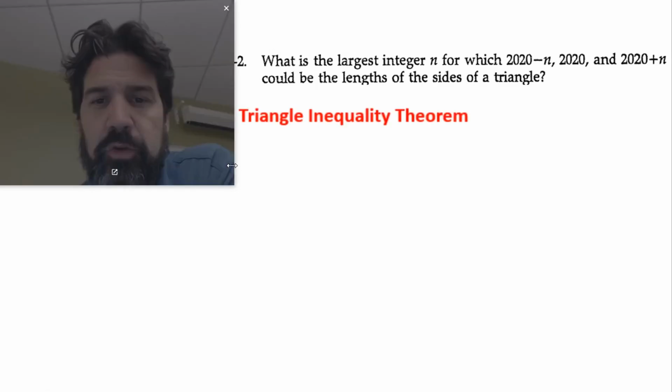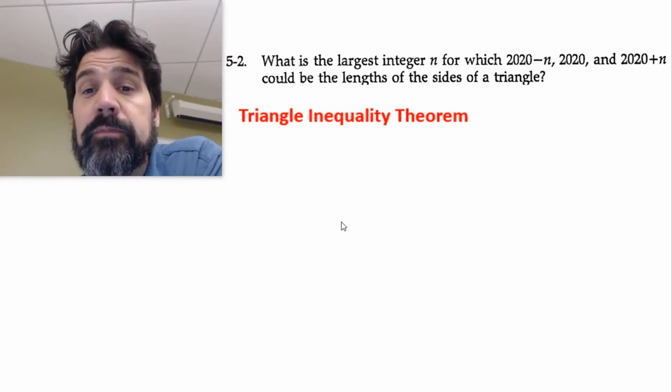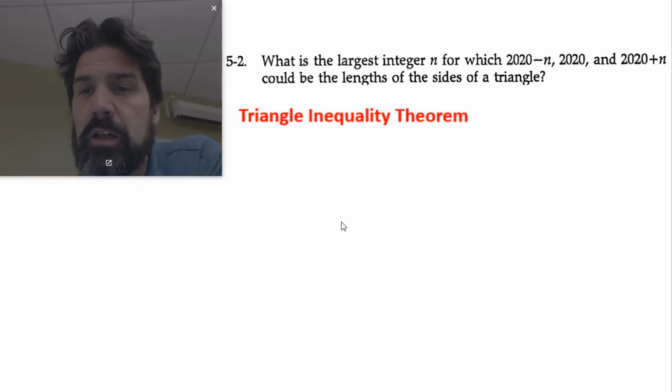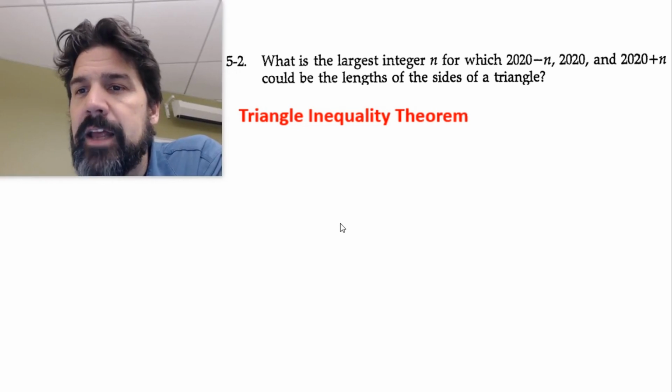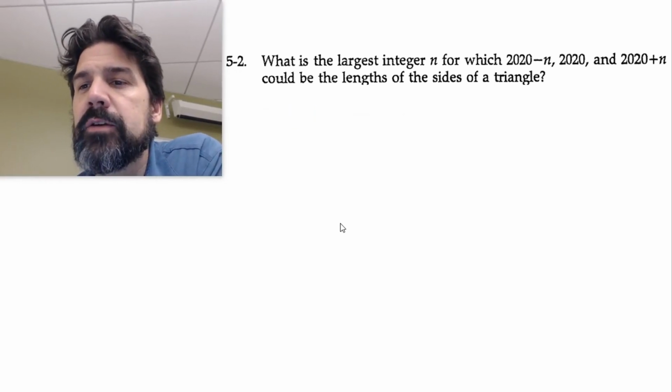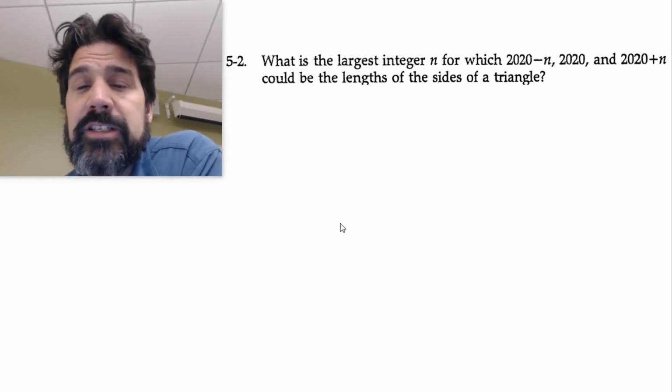Second one. My thing is a little too big, I think. I gotta make it smaller. There we go. What is the largest integer n for which 2020 minus n, 2020, and 2020 plus n could be the lengths of the sides of a triangle?